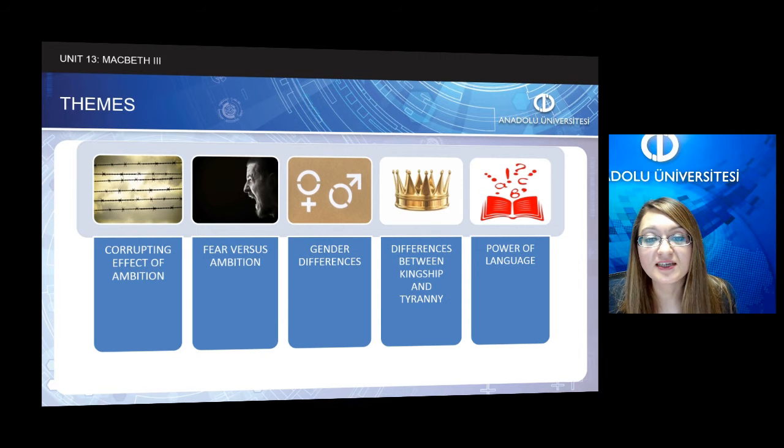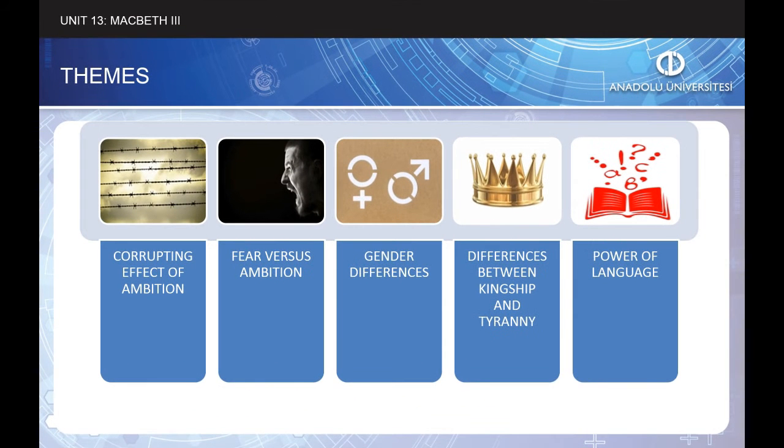The next one is fear versus ambition. Although Macbeth wants to be the king and he kills Duncan, at the very beginning he is very afraid to kill the king because he thinks that it is not a noble act. However, after Lady Macbeth manipulates him, he overcomes his fear and he becomes very ambitious. At the end, he is very afraid again, but he's so ambitious that he doesn't refrain from killing so many people around him. The next theme is the gender differences.